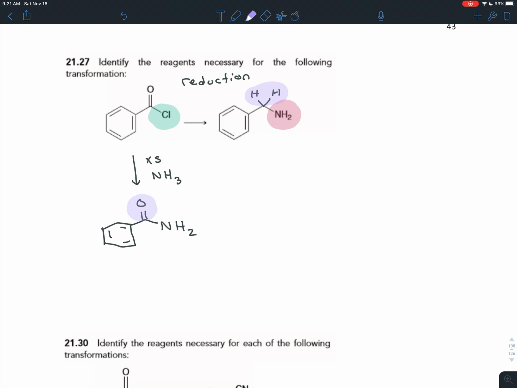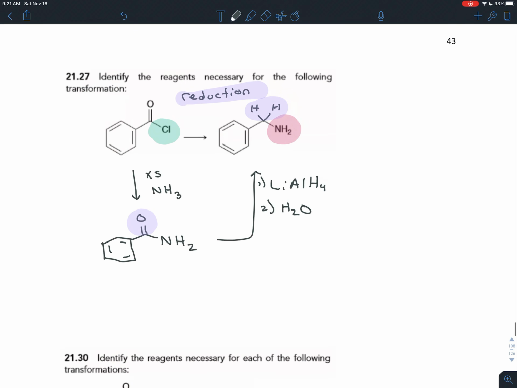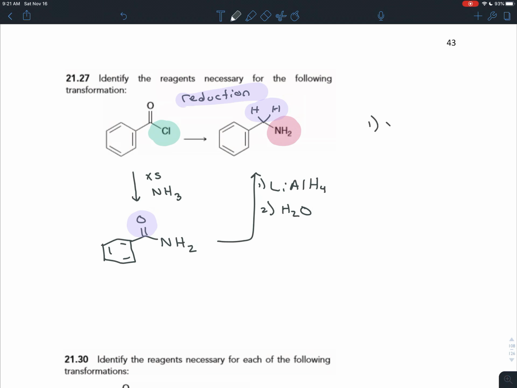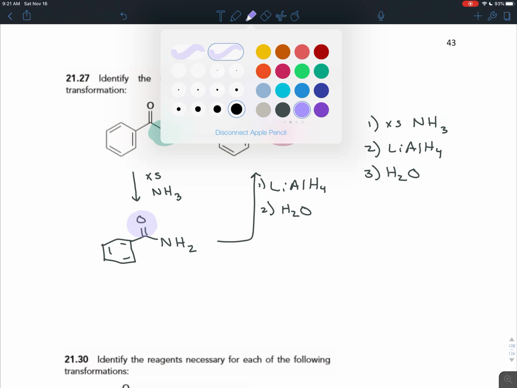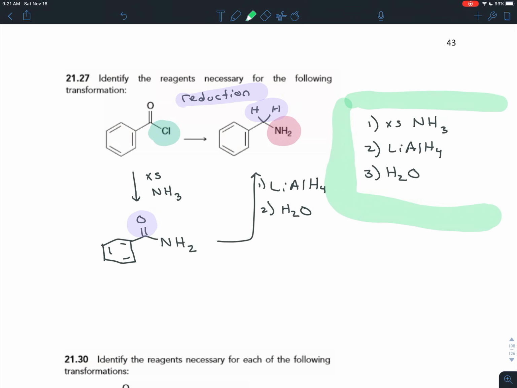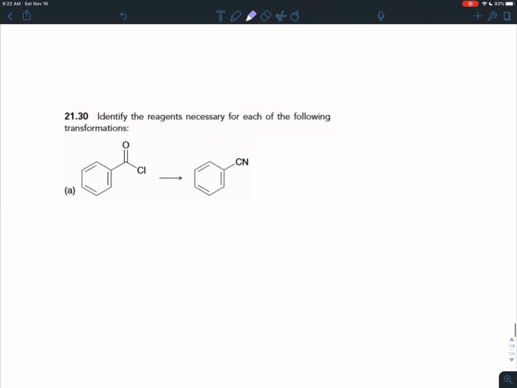And now the only difference is the oxygen. We have these two bonds to oxygen, so we want to replace it with hydrogen. That's a reduction. So we can use a strong reducing agent like lithium aluminum hydride. And anytime you use that, you just want to follow it up with some water. So overall, the steps for this are first excess ammonia, and then lithium aluminum hydride. And just to even everything out, we'll add some water in there. And that's it. That is the recipe for this one. So it's really just a nucleophilic acyl substitution, the nitrogen for the chlorine, followed by a reduction, replacing the bonds to oxygen with bonds to hydrogen.